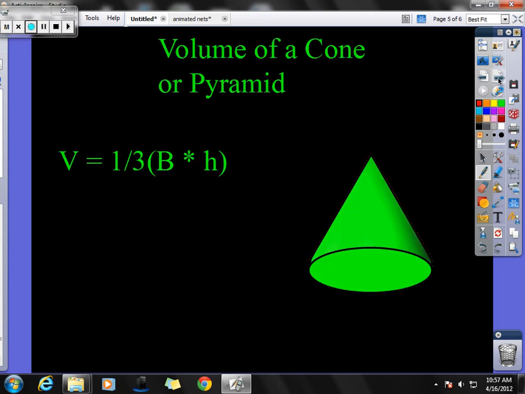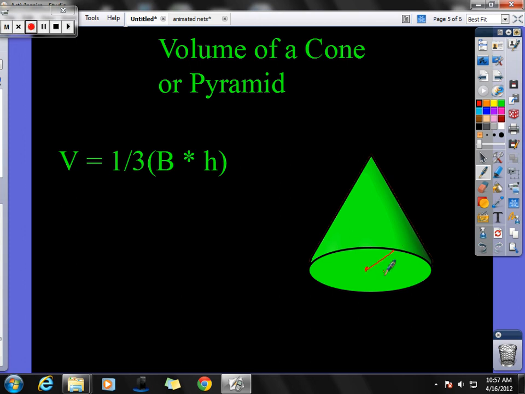Now, how does that compare to the volume of a cone? The volume of a cone, you'll look at the cone also has a circle as a base, but it does not have a circle at the top. The cone actually comes to a point at the top. So we're going to use the equation volume equals 1/3 big B times little h. So we're still calculating the area of a circle.